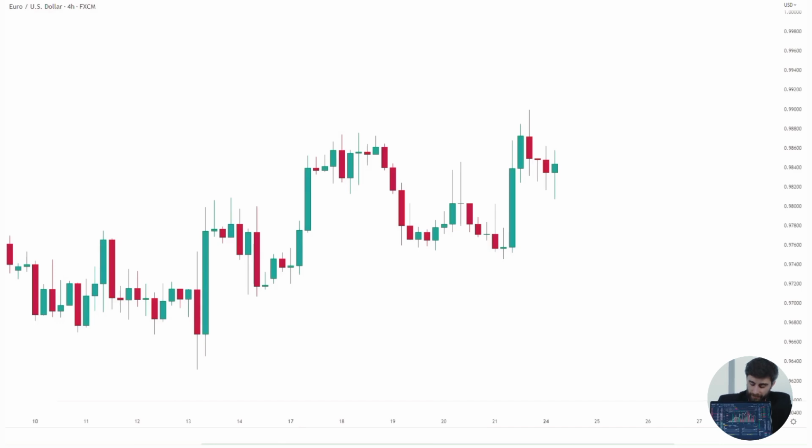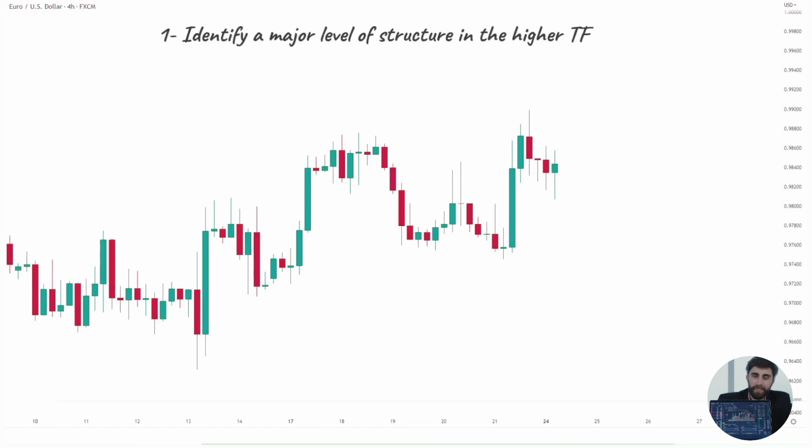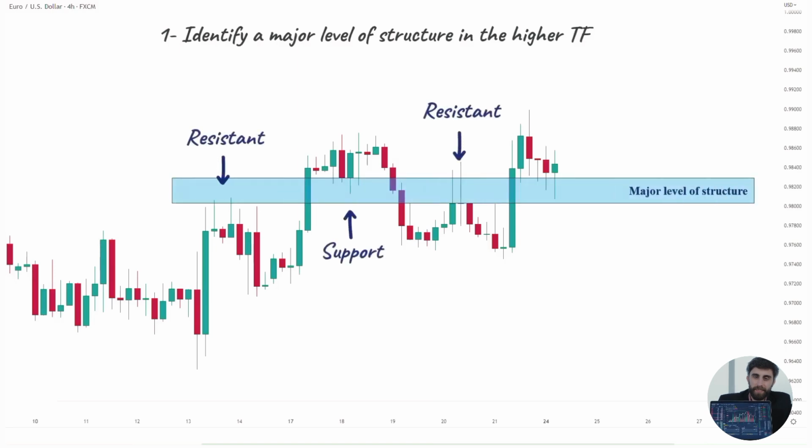In the higher time frame, we want to identify a major level of structure. As we mentioned earlier, a major level of structure is a key level that has recently acted as both support and resistance multiple times. Here on the Euro-Dollar 4 hours time frame, we are in an uptrend, so we have bullish bias. Also, we can identify this major level of structure in front of the market.